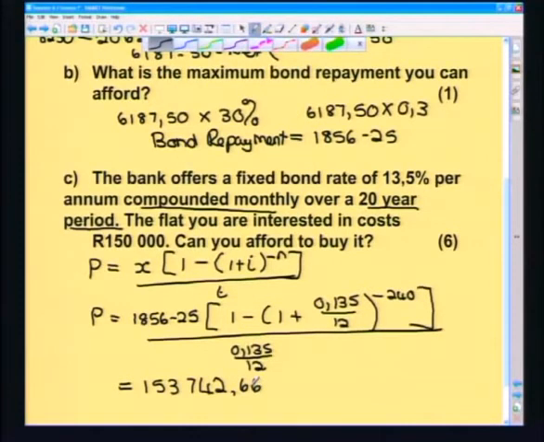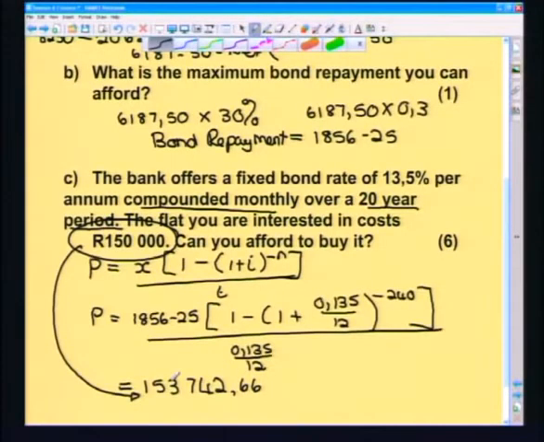153,742.66. Now, what did he want to do? He wanted to buy a place for 150,000. So we can see that he actually can afford to buy this flat. And so it's quite nice. We can work out exactly what it's looking like. And you can see that he's safe. He's even got a bit of extra should he need it, but he doesn't need it. Right, great. That's the end of that question. Let's move on to the next one.